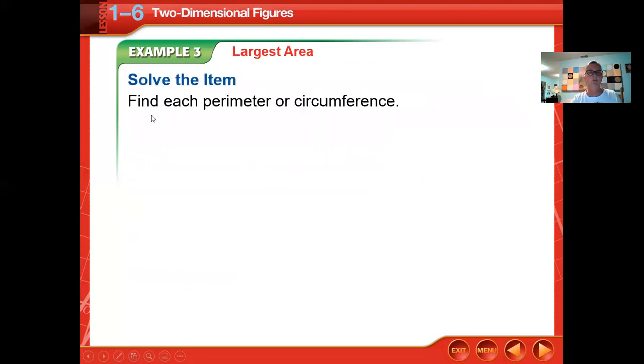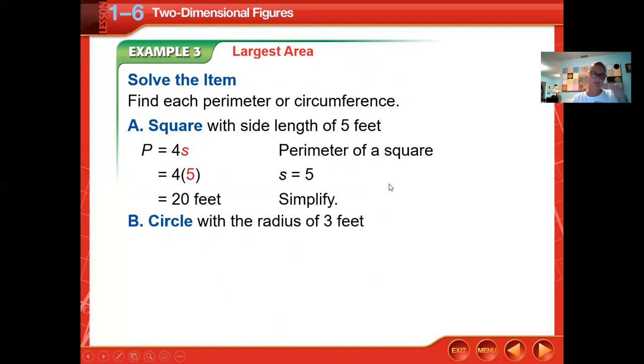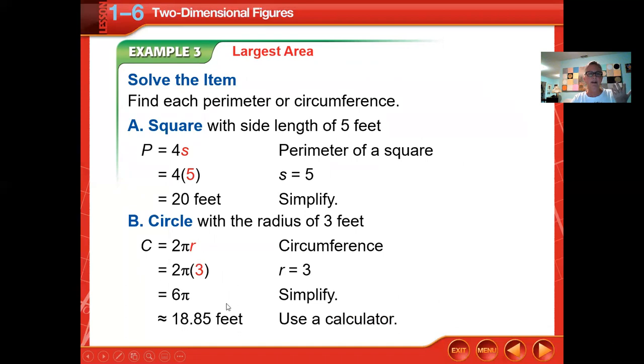So the first part they asked you was a square with side length of 5 feet. So here is how you get the perimeter of a square. If there's 4 sides and they're all 5 feet, it's 20 feet in perimeter. A circle with a radius of 3 feet, 2 pi r, which is 6 pi. 6 times 3, 18 point something, 6 pi, 18.85 feet around the circle.